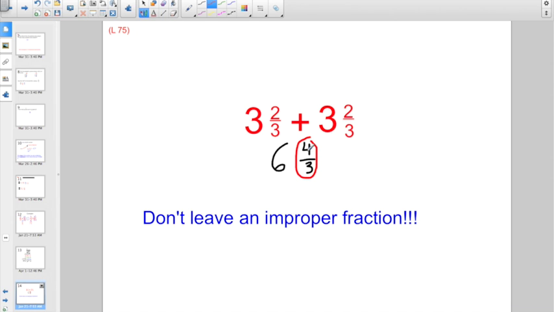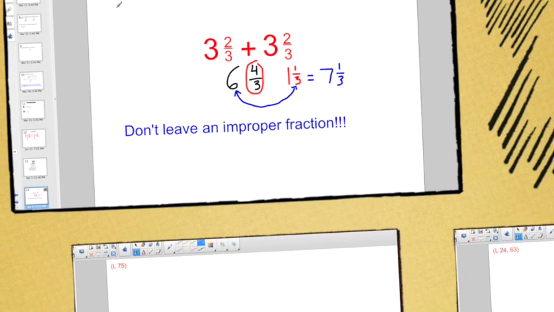3 divides into 4 one whole time, right? Multiplies back for 3 and subtracts for 1. 4/3 is really 1 1/3. But that's not the answer either, because we had a whole number answer of 6. So now we have to go and add these two together. 6 plus 1 1/3, that's going to give us 7 1/3.